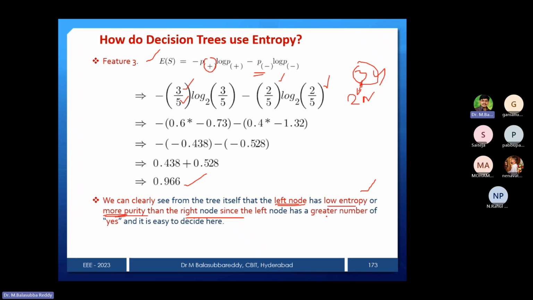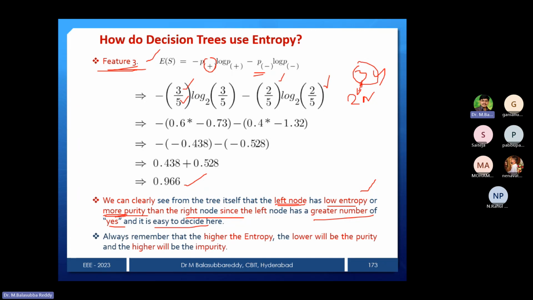Purity in a node means a greater number of yeses, and it is easy to decide the classification in that case. Now you can see that the higher the entropy, the lower the purity, and vice versa. If entropy is more, purity will be less and impurity will be high.